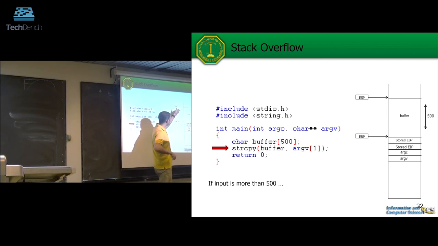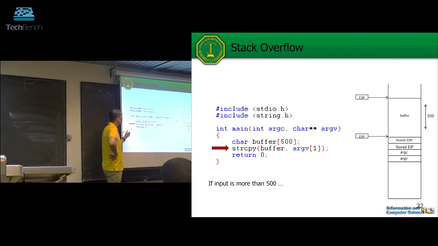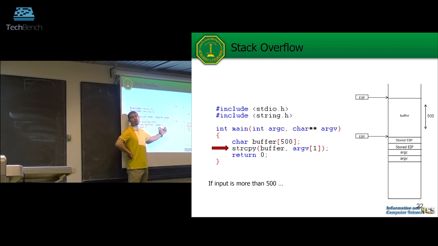When data is in the stack and you have some variable stored on the stack, if you put in one variable more data than it can hold, what will it do? For example, this buffer is of size 500. This is the corresponding code, basically the code we're going to see in the demo. You have a buffer of size 500, an array of characters. And what do we do with that buffer? We put in that buffer this data, argv, which is the data received from the user.